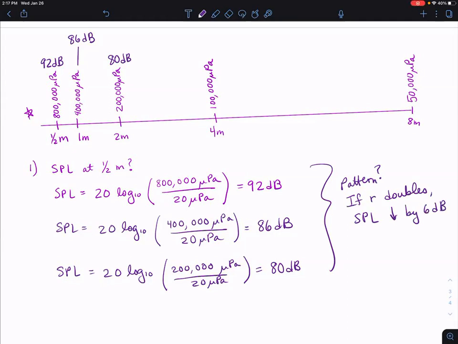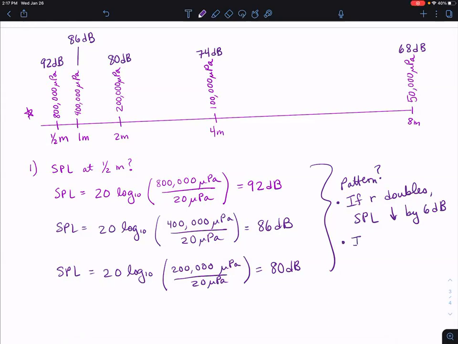Okay. So using that fact, we would go from 80 decibels at 2 meters to 4 meters, and we would subtract 6. That would be 74 decibels. That's the same as if you use 100,000 micropascals in the equation. And then if we double the distance again, we would subtract 6 from 74 and get 68 decibels. Okay. And you can write out the sound pressure level equation for 50,000 micropascals and find out that that is true.